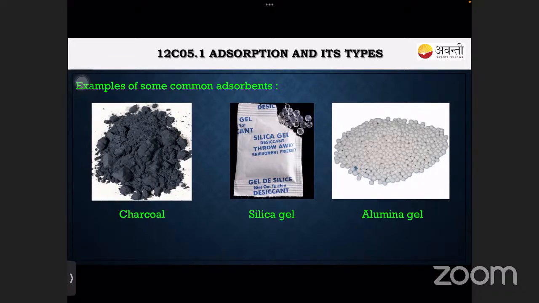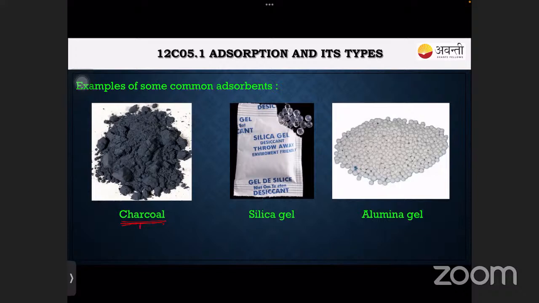So we'll move on. These are a few examples of adsorbents. This is charcoal. How many of you have used muddy water and charcoal to purify the water? You need to pack a small pipe with charcoal and pass the muddy water through it. What happens after passing through it slowly? The mud and other particles will be adsorbed on the charcoal, and the pure water will come out of it. So this is how we use charcoal for purification of water.